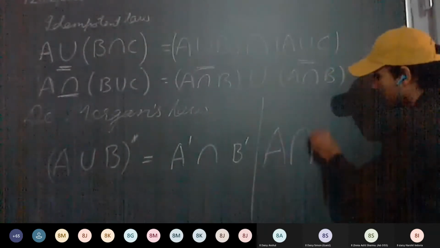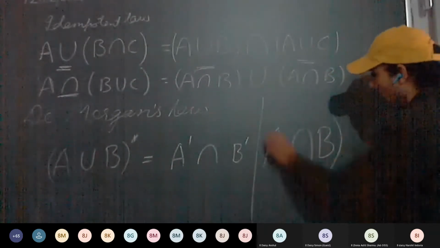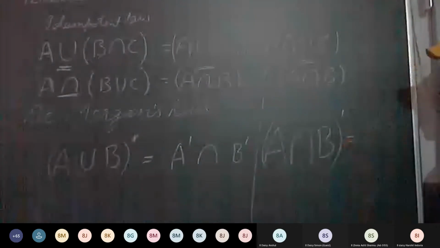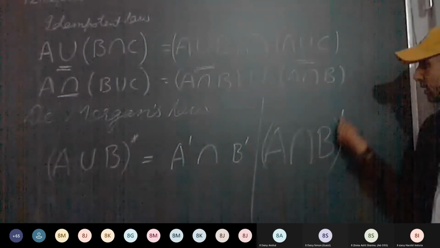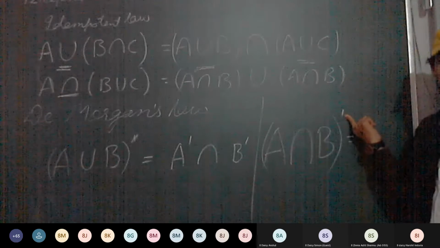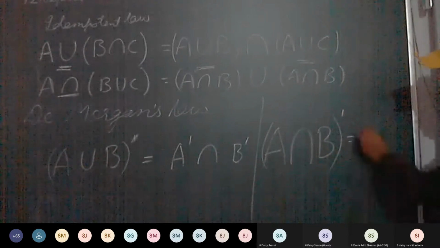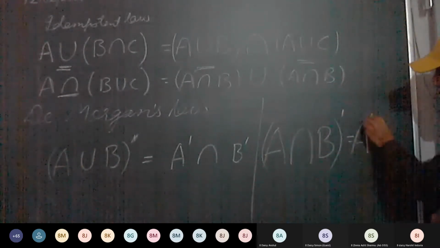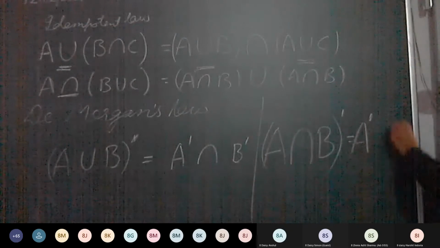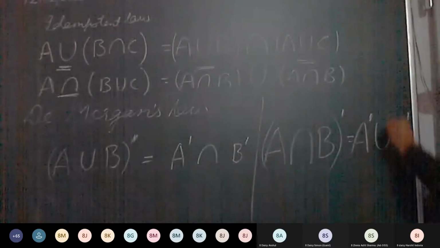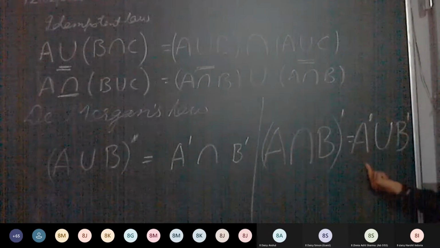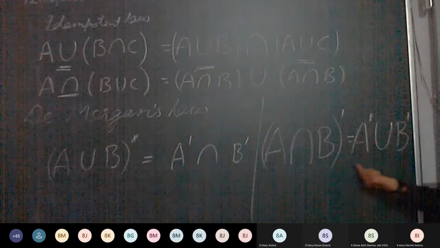Or if it is written like this, A intersection B, whole dash, it will be how much? First we are taking intersection of A and B, then taking the complement. Or we can do it like this: first we calculate complement of A, then complement of B, then take their union. The answer will be same. Understood this one? The answers will be same.